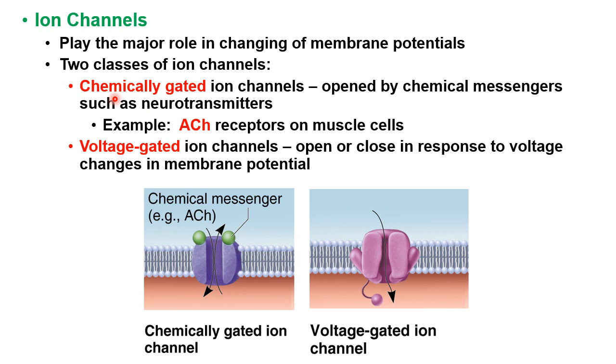Now, what's the difference between them? If you have a chemically gated ion channel, the way you're going to open this channel is if your preferred chemical, which has a very fine interaction with the outside part of this channel, is there, then the channel is going to open. Is that simple enough? Yeah, right? What's the name of the chemical? Acetylcholine, ACH.